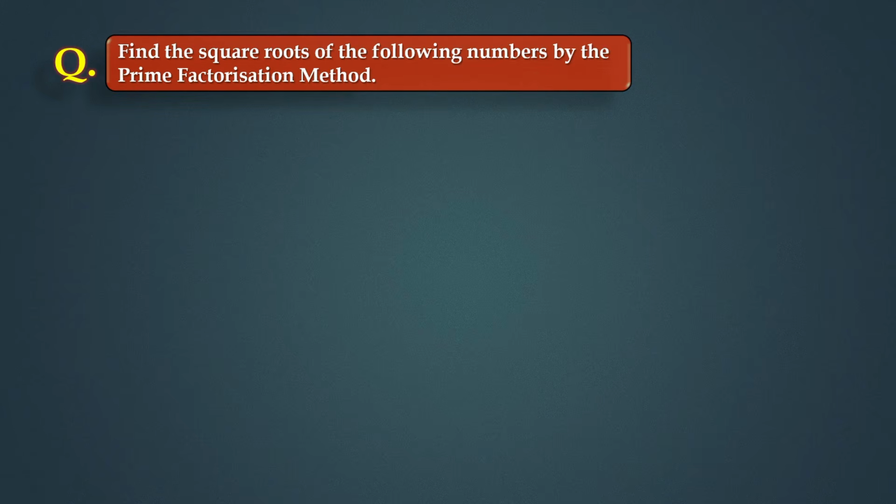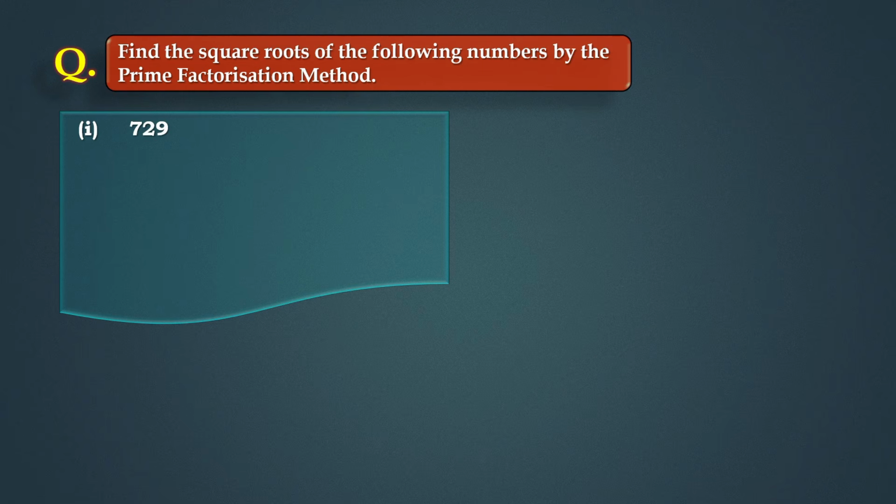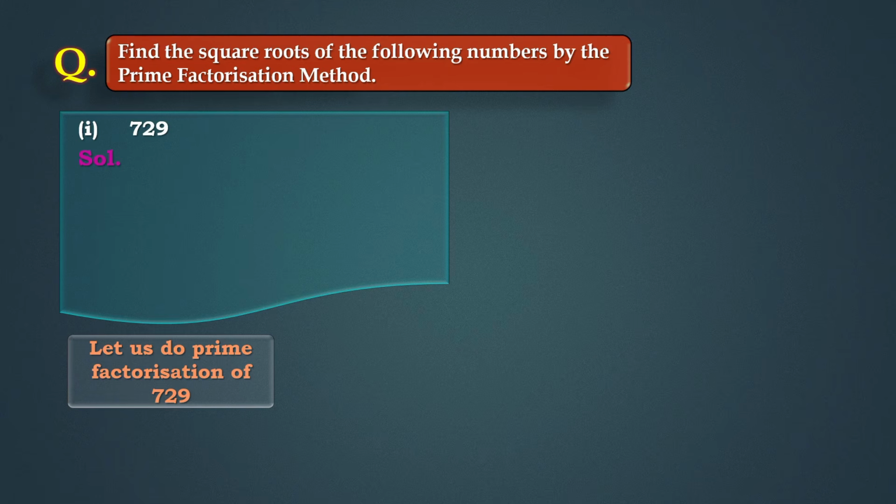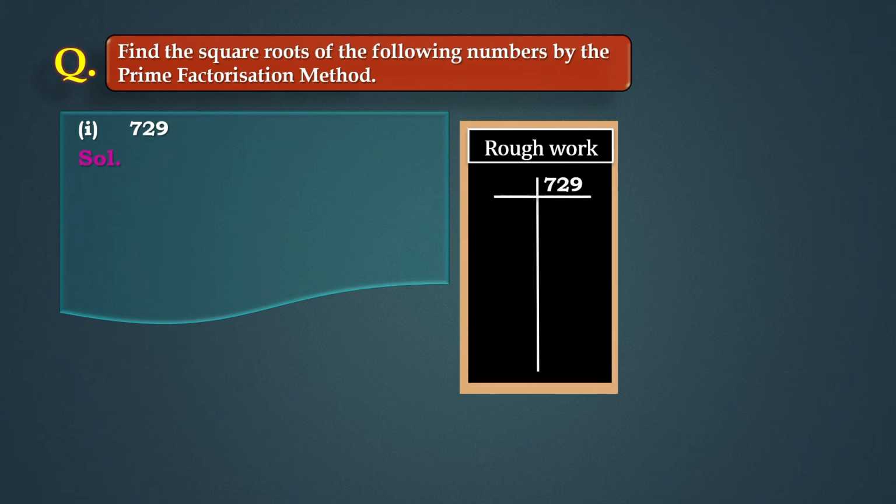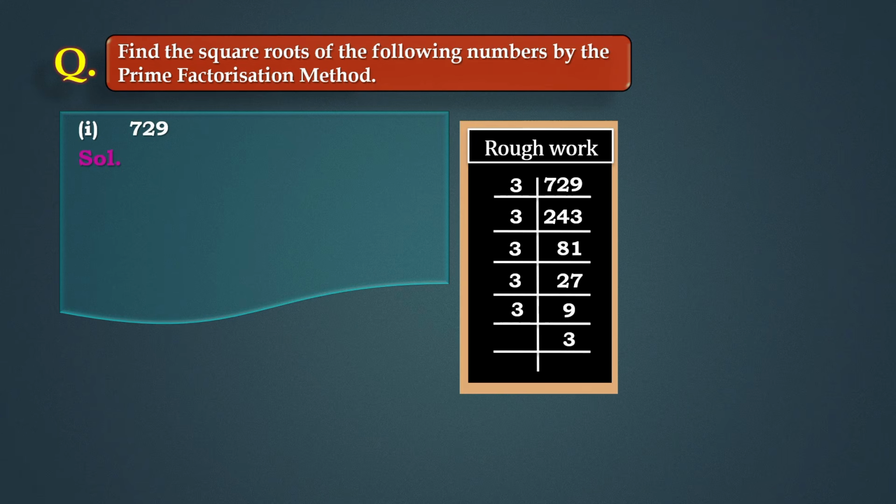Now students, let us learn how to find square roots using the prime factorization method. We are given the number 729. First, we will do the prime factorization of this number. Start dividing 729 by the smallest prime number, which is 3. 729 divided by 3 gives 243. 243 divided by 3 gives 81. 81 divided by 3 gives 27. 27 divided by 3 gives 9. 9 divided by 3 gives 3. And finally, 3 divided by 3 gives 1.